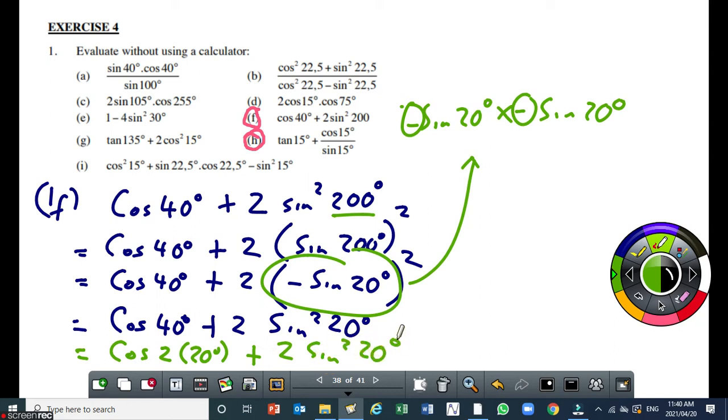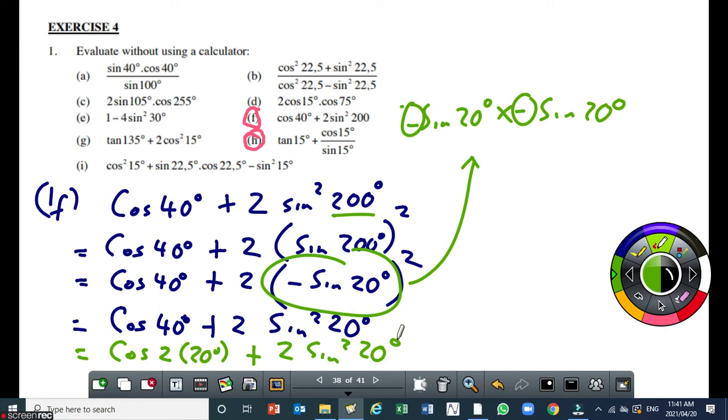Allow me to carry on. I can use what I wrote there, or I can also use my knowledge of double angle from the left-hand side. But I just wanted to show you that with this cos 2 theta, you can also make the 2 sine squared theta the subject. It's another route that you can also take. So from here now, I can create this 2 sine squared 20 degrees from the cos 2 times 20 degrees.